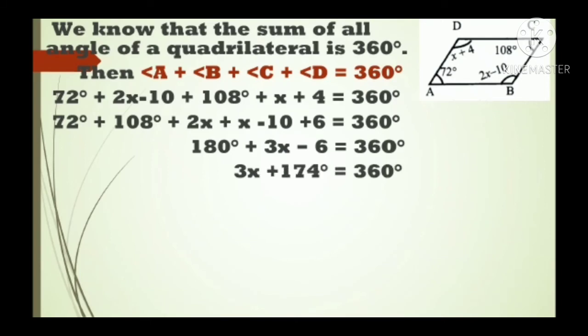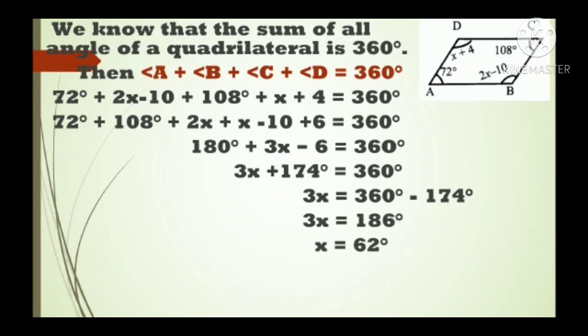Here we have to add the 180 degrees and minus 6. Minus 6 is also a number, and 180 degrees is also a number, so we add those two numbers. So 3x plus 174 degrees equals 360 degrees. So 3x equals 360 degrees minus 174 degrees. So 3x equals 186, x equals 62 degrees.